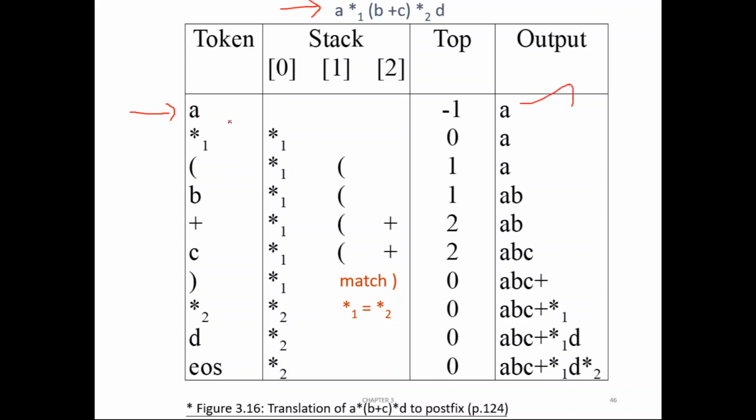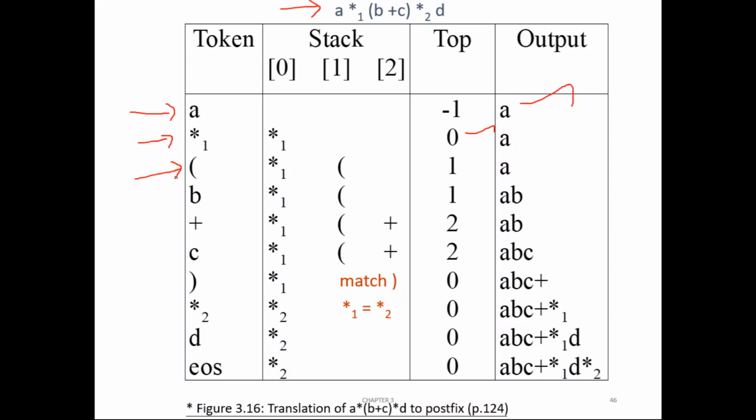Top is -1. Next is star. Star is coming 2 times. So the first star we are calling star 1, and the next star we are calling star 2 for our differentiation. Okay. So it is a multiplication operator. Currently the stack is empty. As the stack is empty, there is nothing to compare. So just push. It is pushed. Top becomes 0. Okay. Next is open bracket. So open bracket has the least priority.